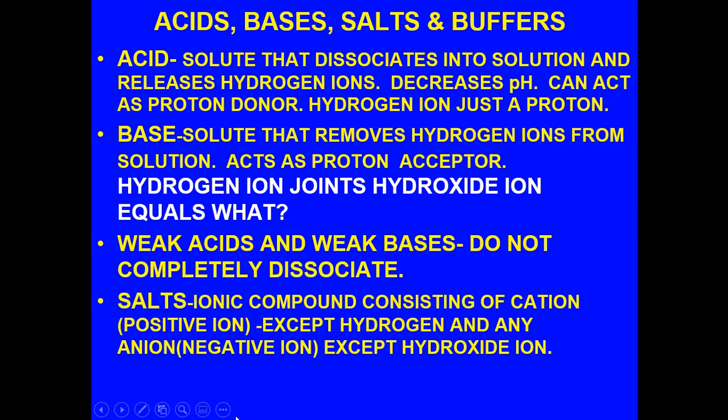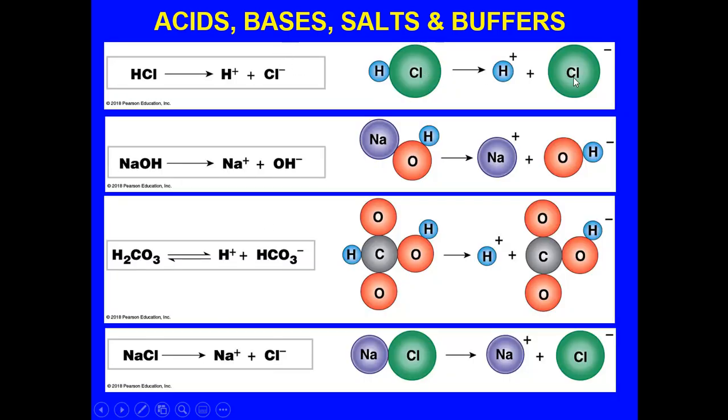Salts are ionic compounds that consist of a cation, a positive ion other than hydrogen, and any anion, a negative ion other than hydroxide. Here we have hydrochloric acid dissociating into hydrogen and chloride. Here we have sodium hydroxide, a very powerful alkali substance, dissociating into sodium and the hydroxide ion. Here we have H2CO3, known as carbonic acid. It can dissociate into a hydrogen ion and the bicarbonate ion. This is very important to get down now, because you're going to see this repeatedly in blood, in kidney, and to a lesser extent in the digestive system. Sodium chloride is an ionic compound that will completely dissociate into sodium and chloride.